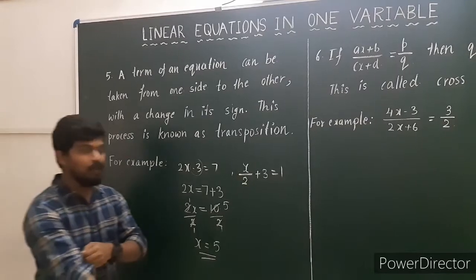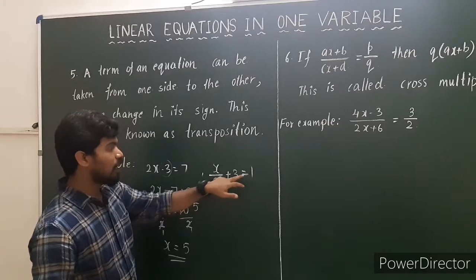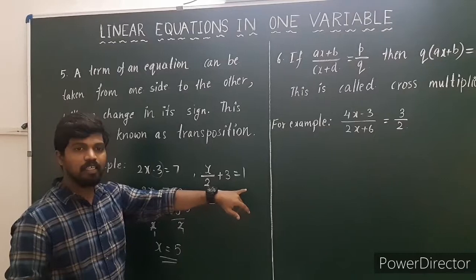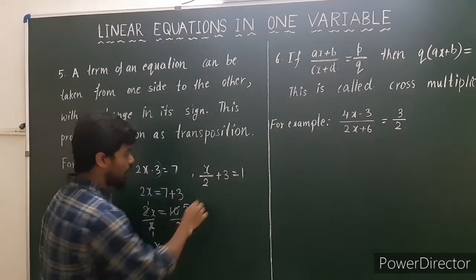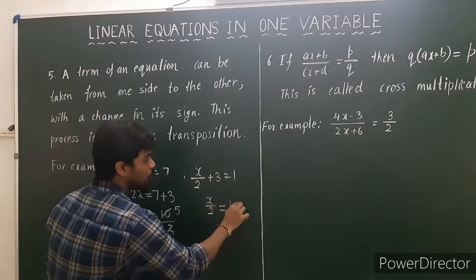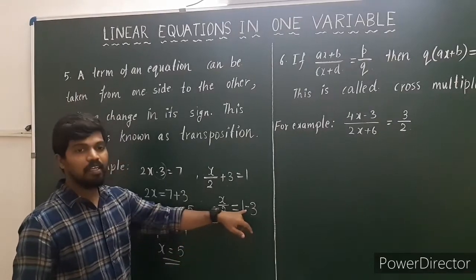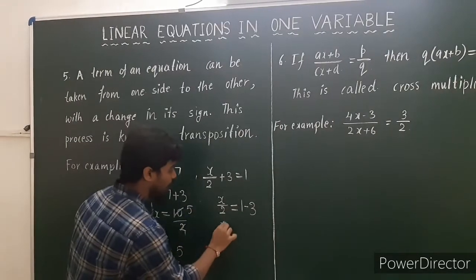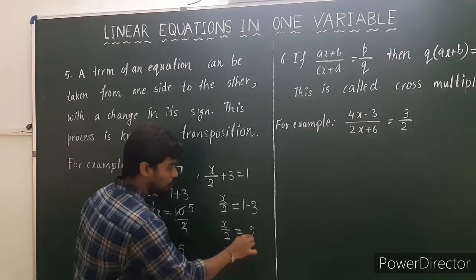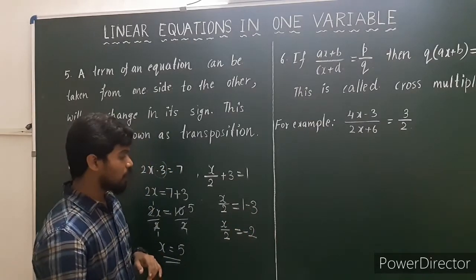We take one more example. x by 2 plus 3 equal to 1. Here you transpose plus 3 to RHS, then it becomes minus 3. So you get x by 2 equal to 1 minus 3. So you have two different signs. Subtract, you get 2 and the larger value sign is minus. So x by 2 equal to minus 2.